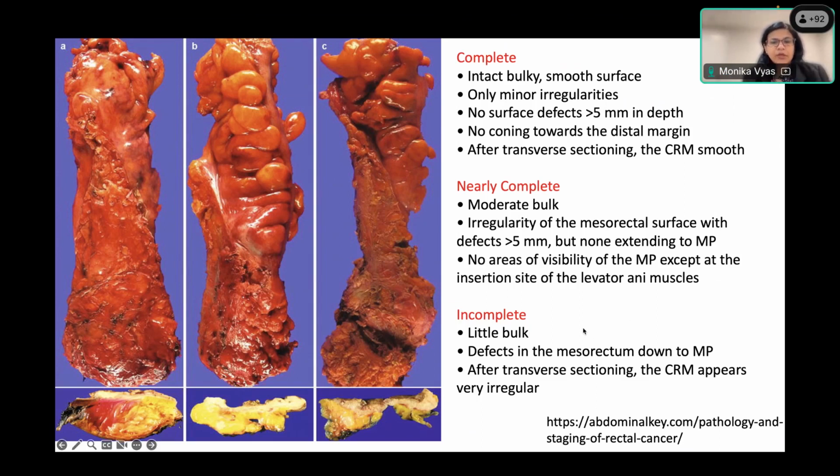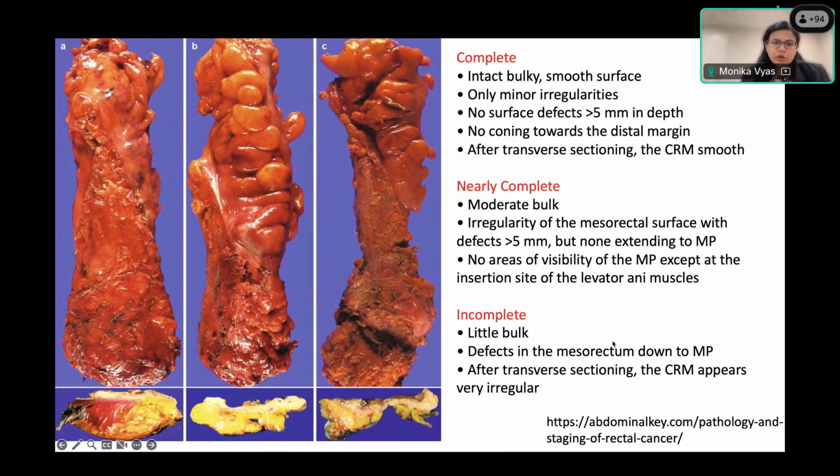And when you have little bulk, multiple defects in the mesorectum, and also muscularis propria being visible, then you call it an incomplete excision. Now, why is it important? So total mesorectal excision ensures that your circumferential resection margin is complete. You have removed adequate lymph nodes with the specimen, and also it portends a risk of local recurrence. So it's important to comment on the mesorectum status.